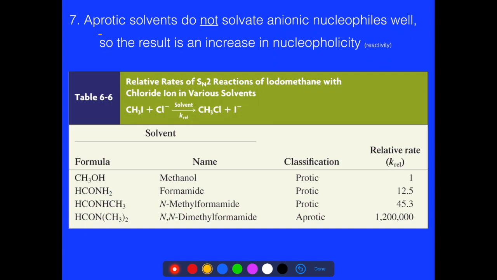Those are the types of aprotic solvents that we saw in the last couple of slides, which would be important here. Aprotic solvents do not solvate the anionic nucleophiles well, and they result in increased nucleophilicity. Table 6.6 helps to show this. We have a couple of things that are protic and one that is aprotic. We have 3 protic solvents. Notice their relative rates: 1 to 45, which is pretty big, compared to 1.2 million for the aprotic.